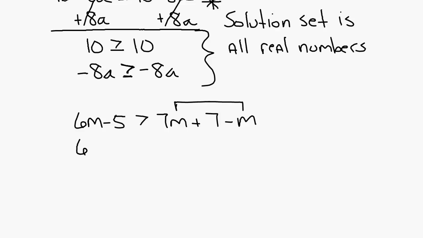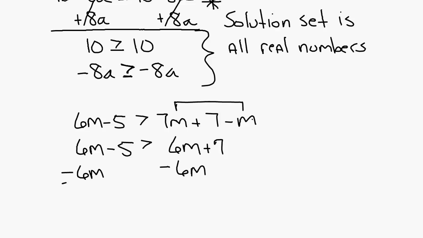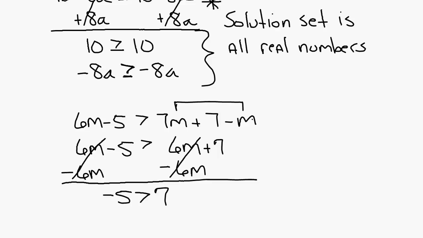So on the left-hand side, you still have 6m minus 5. And on the right-hand side, you have a 7m minus an m. So you have 6m plus 7. Now watch what happens after you subtract 6m from each side. These cancel. And you're left with negative 5 is greater than 7.